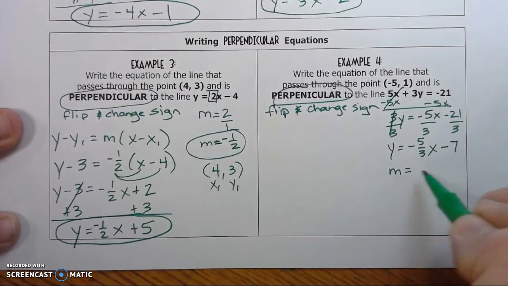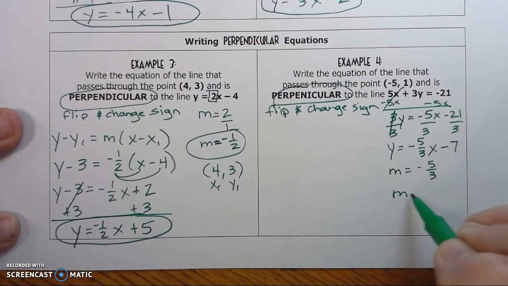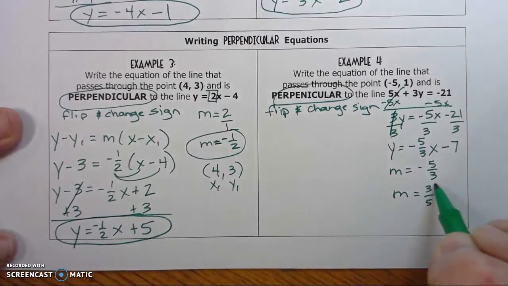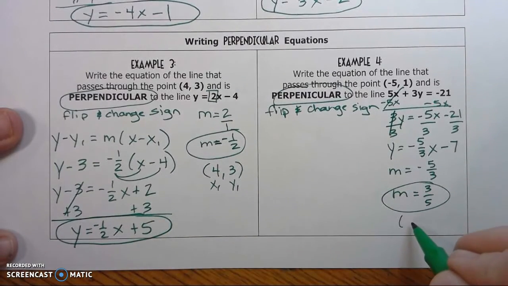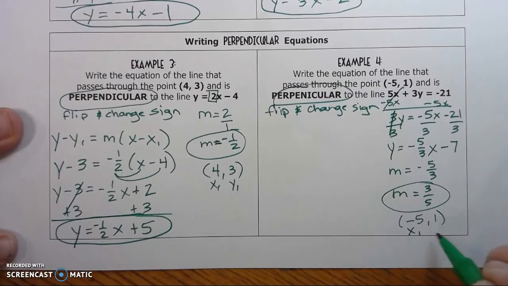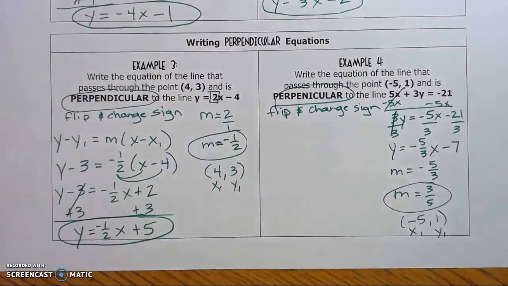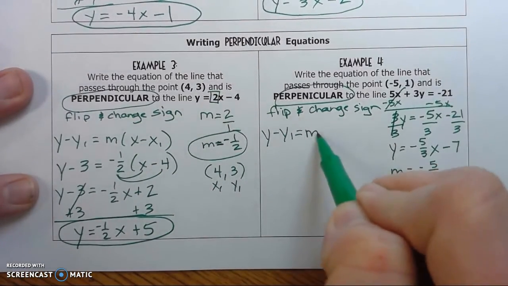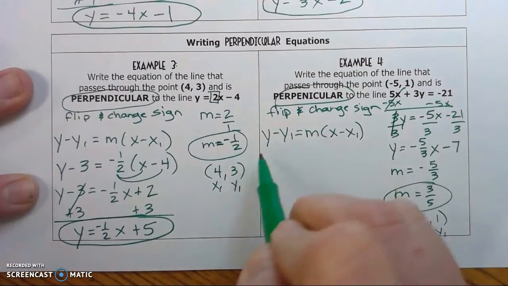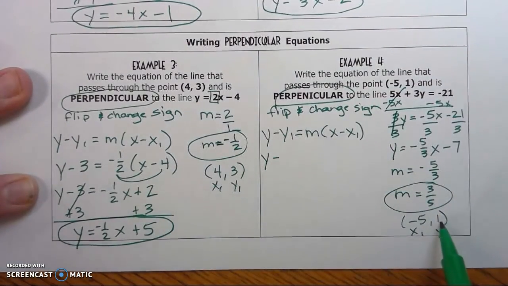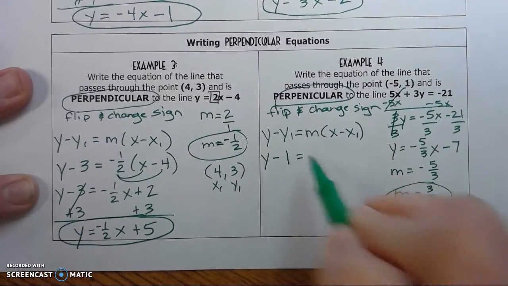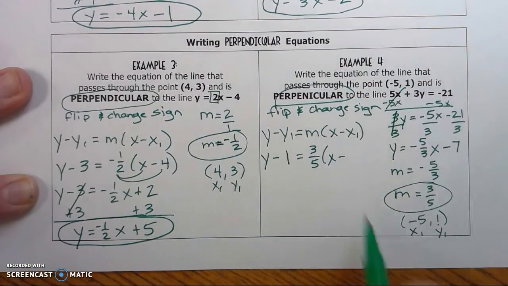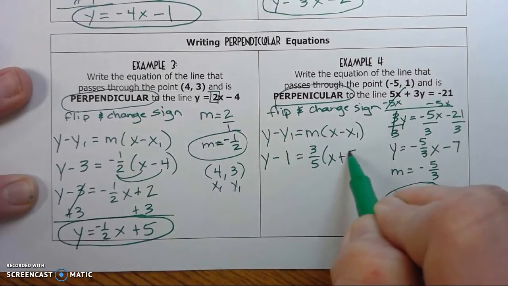So the slope originally is negative 5/3, but my slope is going to be flipped with a sign change. So I'm going to have a positive slope, and it's going to be 3/5. I'm going to circle mine. Then I have my point, which is (negative 5, 1), and I'm going to label it x1 and y1. So now I'm ready to write my equation, plug stuff in, and simplify. So y minus y1 equals slope times x minus x1. Y minus y1, I'm going to look down here and see that it's 1. Okay, so y minus 1 equals slope is 3/5. X minus, and x1 is negative 5. So minus negative 5 is really plus 5.